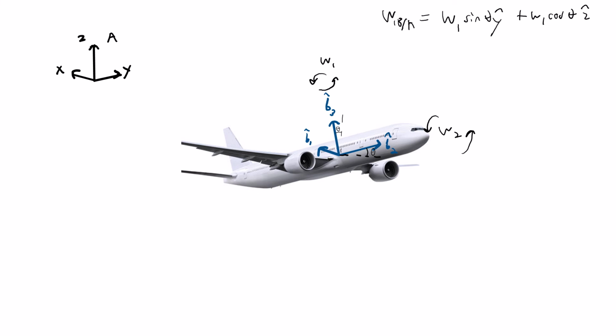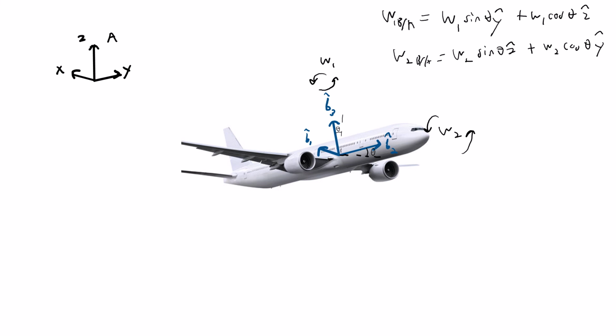If we do this, same thing, omega 2 of B in A is equal to omega 2. For the sine, we see that it is in the z hat direction, so omega 2 sine theta z hat plus omega 2 cosine theta. This time it is in the y direction. So there we have that.